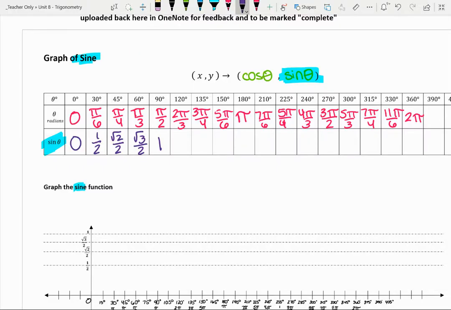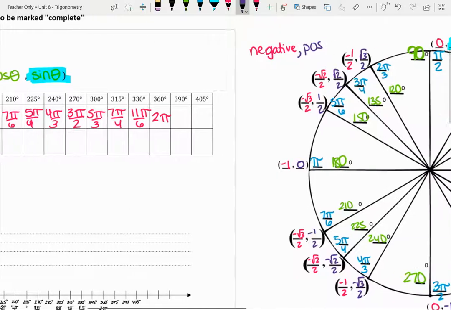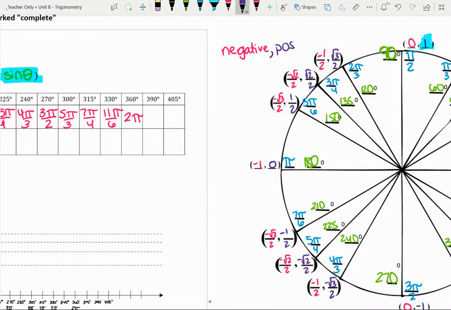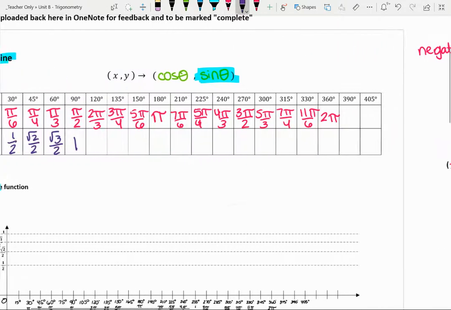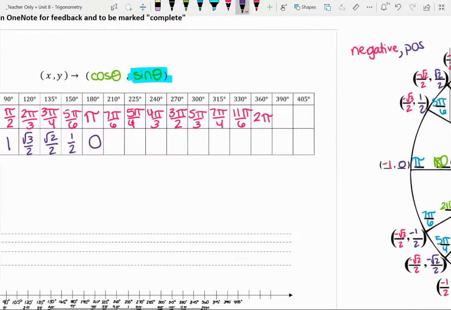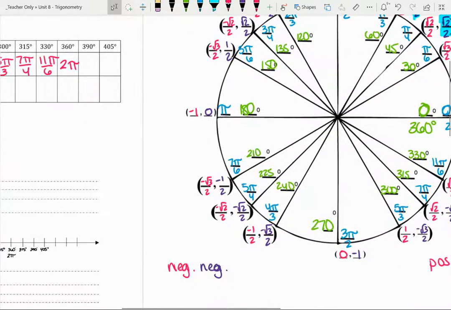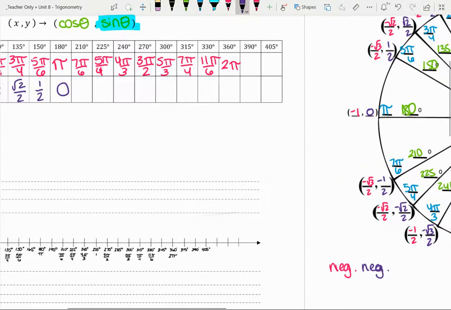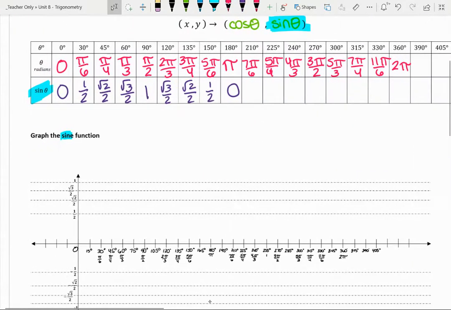And then my next y value starting at 120 degrees. Now it's those same values, but going in reverse. So root 3 over 2, root 2 over 2, 1/2, and 0. And now my values are going to be in the negatives. I'll be below the x-axis, so I have negative y values: negative 1/2, negative root 2 over 2, negative root 3 over 2.